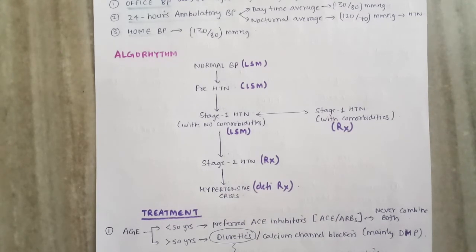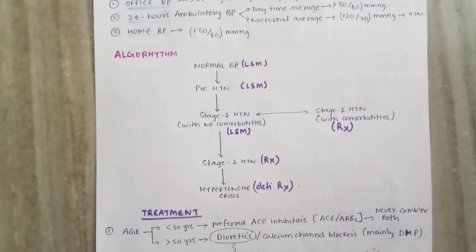We will be discussing what medicines doctors prescribe to treat stage 1 hypertension with comorbidities. If the patient is in stage 2 of hypertension, we definitely go for medical treatment. Lifestyle modifications are not going to give any advantage.